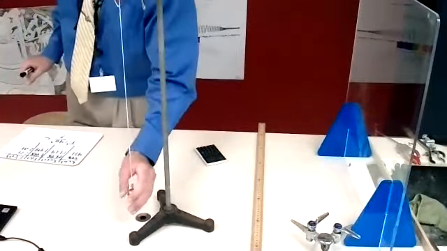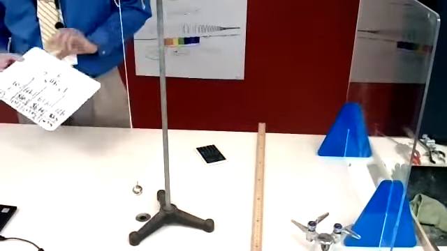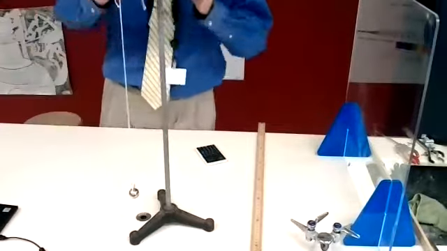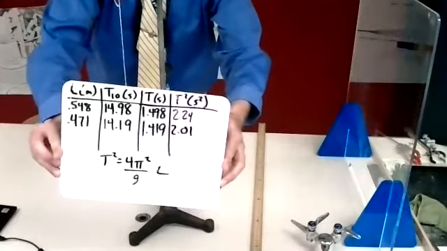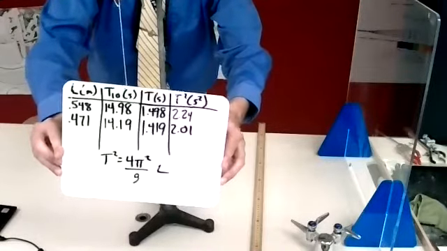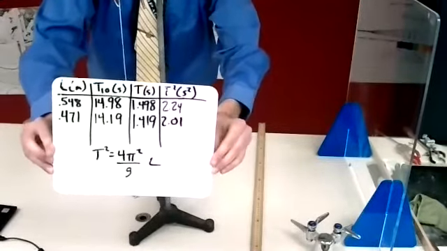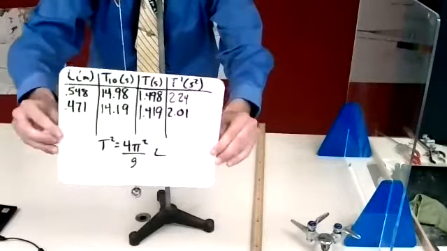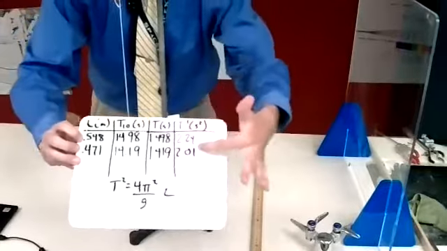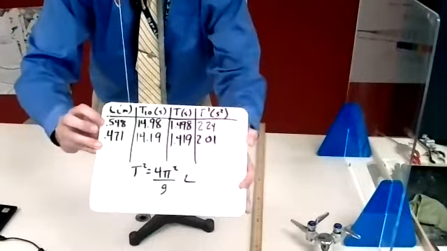All right, hopefully you got a good time for any 10 oscillations you wanted there. This is what I came up with, 14.19, so it's a little bit less time. And then dividing that by 10, 1.419 seconds squared is 2.01. So I'm going to plot these on my y-axis against these on my x-axis.